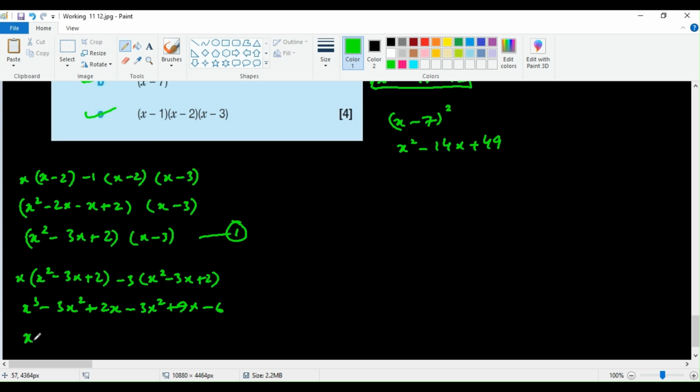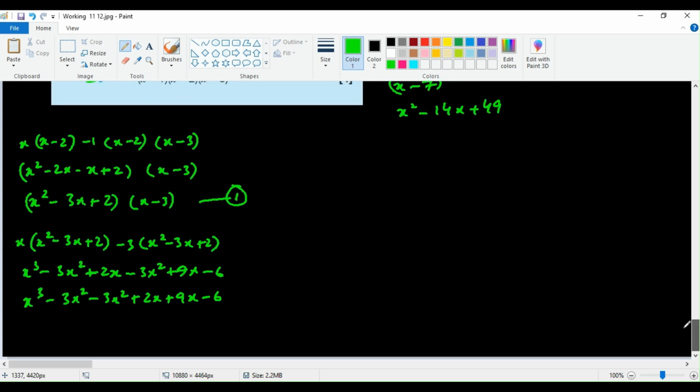Now final answer is going to be x cube minus 3x square, keep the like terms together, and minus 3x square once again, and plus 2x, and plus 9x minus 6. Now as the final step, final answer is going to be x cube minus 6x square and plus 11x minus 6 as the final answer. 1 mark, you get it here. So this is the 2 marks question.